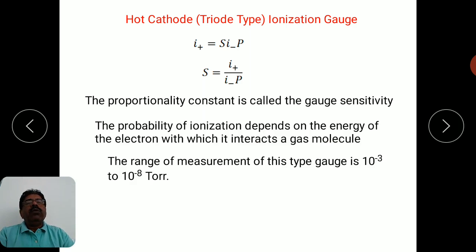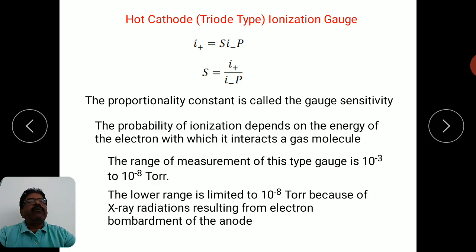Now this hot cathode triode type of ionization gauge has a typical range. I have mentioned the high and ultra high vacuum ranges as the working range, so 10 raised to minus 3 to 10 raised to minus 8 torr. In this range, this hot cathode triode type of ionization gauge is very suitable for measurement of vacuum.